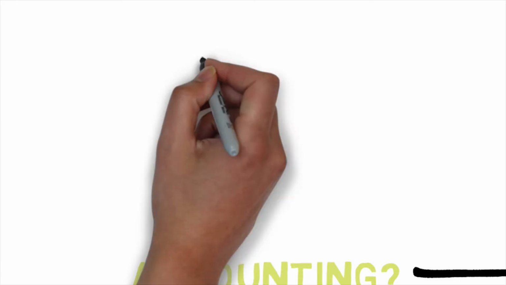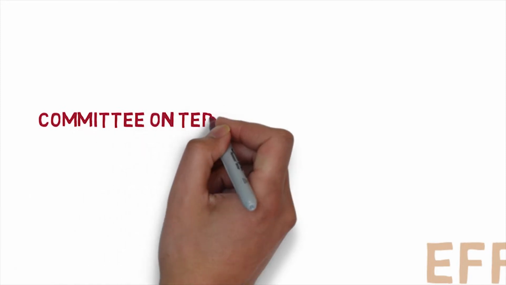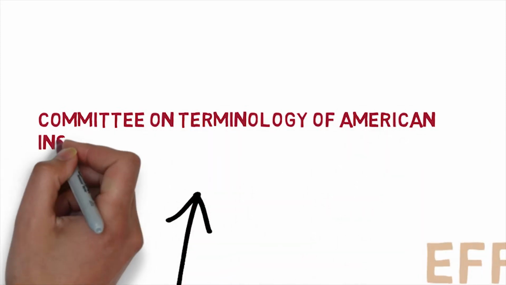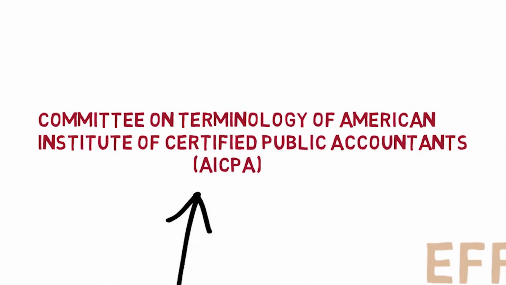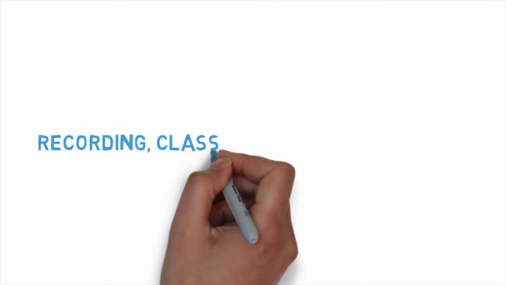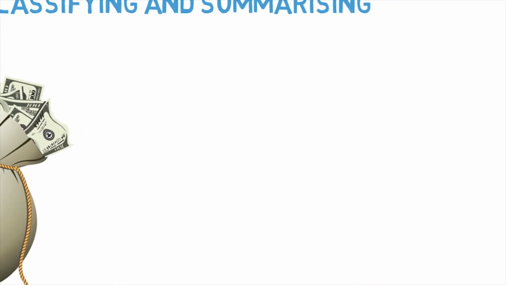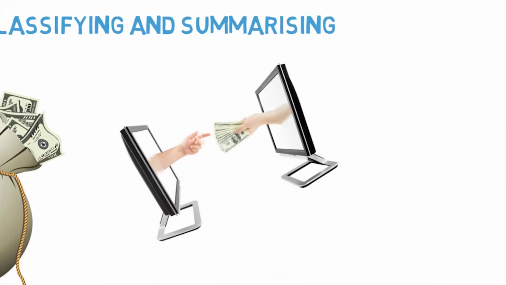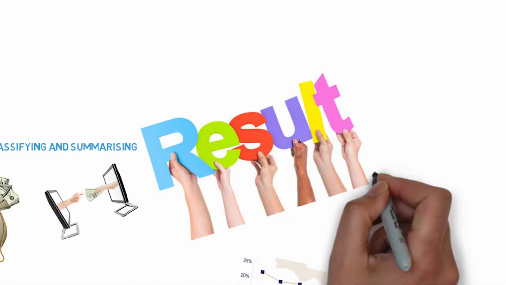As shown in the slides, the definition of accounting by the Committee on Terminology of the American Institute of Certified Public Accountants, AICPA, and the Accounting Principles Board. According to the AICPA, accounting is the art of recording, classifying, and summarizing in a significant manner and in terms of money, transactions, and events which are in part, at least, of a financial character and interpreting the results thereof.